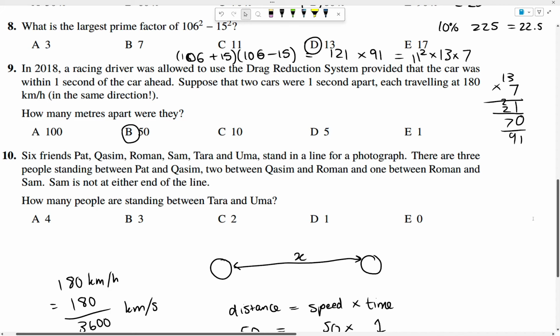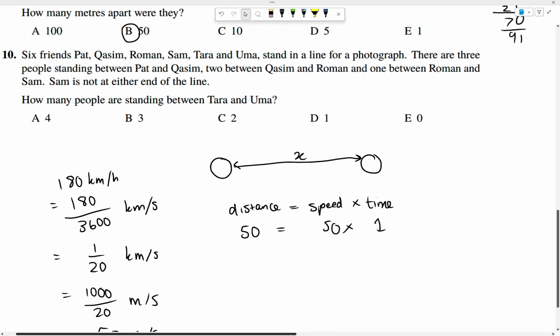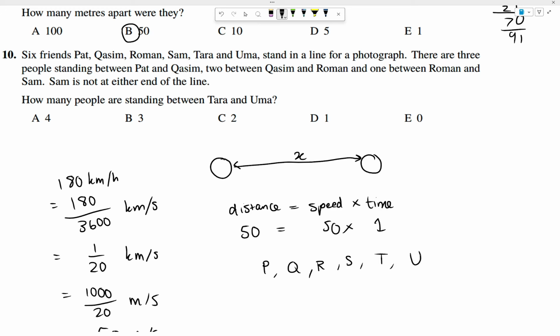6 friends, Pat, Cosima, Roman, Sam, Tara, and Yuma, stand in line for a photograph. There are 3 people standing between Pat and Cosima. So if I denote each person by the first letter of their name, we have P, C, R, S, T, and Y. We have Pat and then Cosima somewhere, and we know there are 3 people in between them.